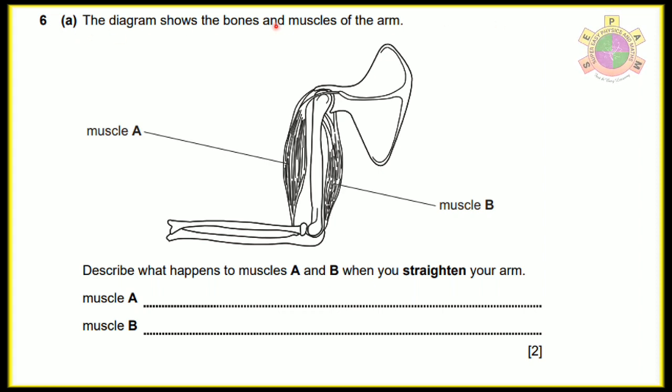The diagram shows the bone and muscle of the arm. Describe what happens to A and B when you straighten your arm. If you straighten your arm, this contracts and this relaxes. So this one will stretch and this one will contract, get shortened. Muscle A relaxes or stretches and then muscle B contracts. Muscle A is the bicep and muscle B is the tricep.